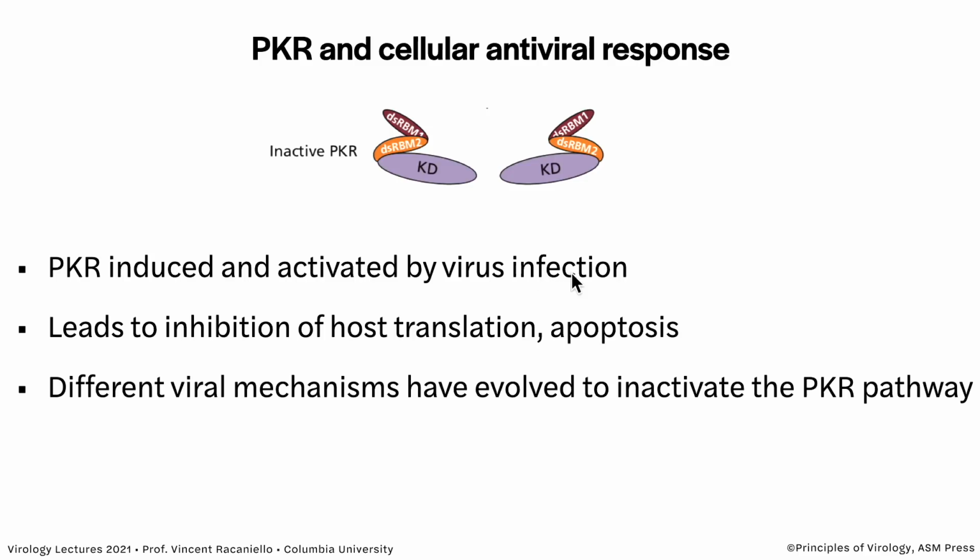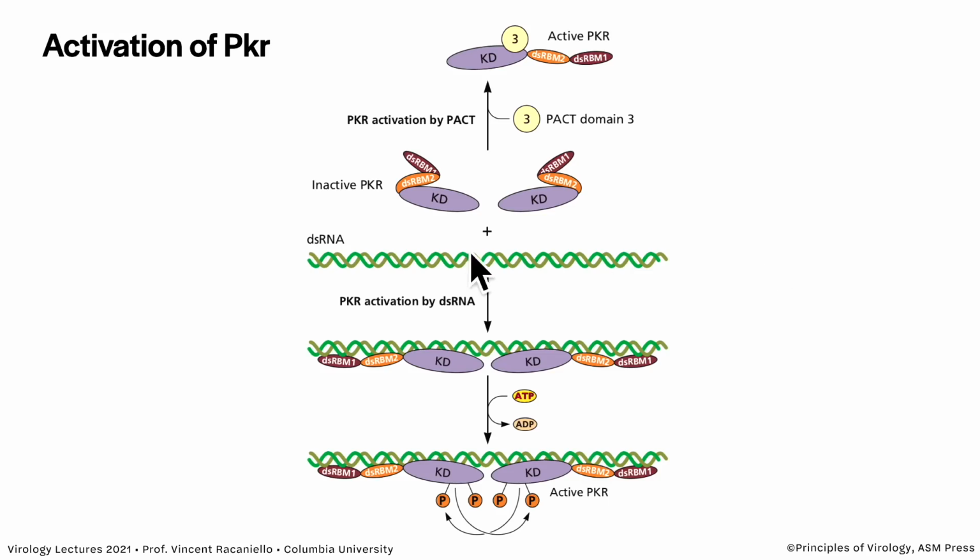And so here's a summary of that. PKR is induced and activated by virus infection. What does that mean? So it's induced, the protein is actually made, the transcription of the protein is turned on by virus infection. And then it's activated by double-stranded RNA. And you may be saying, what is this double-stranded RNA coming from? Not all viruses are RNA viruses, right? Right. But double-stranded DNA viruses can transcribe both the top and the minus and the bottom strands, and that will make a double-stranded RNA. And that's what we think happens for many DNA viruses. And of course, many RNA viruses have double-stranded RNA as part of their replication intermediates.